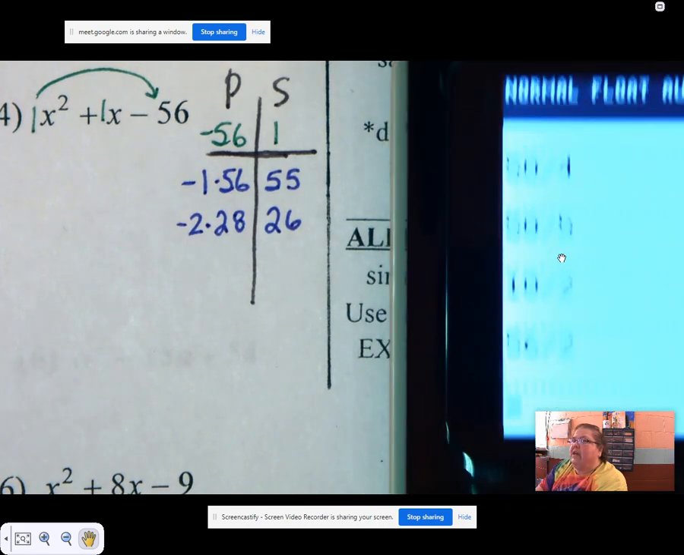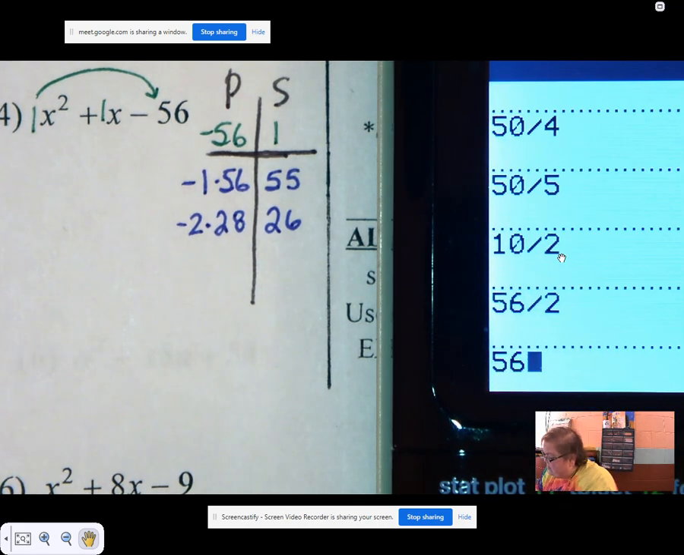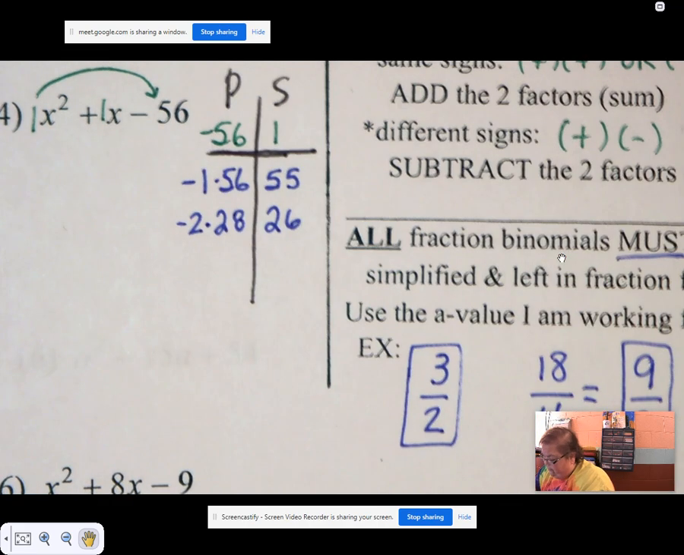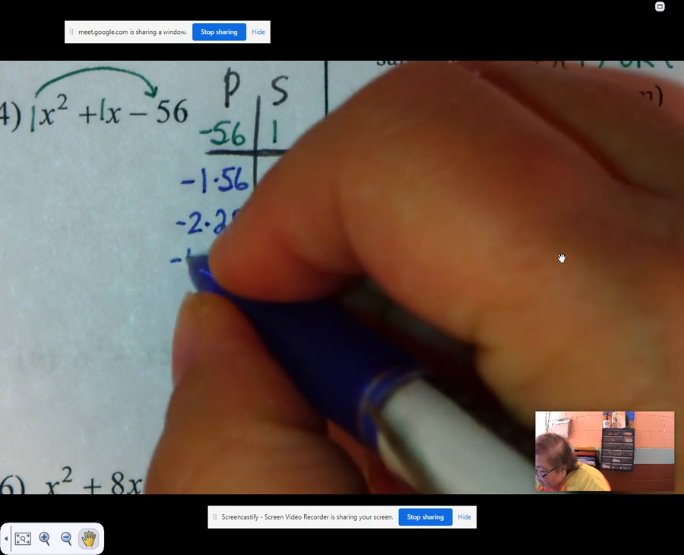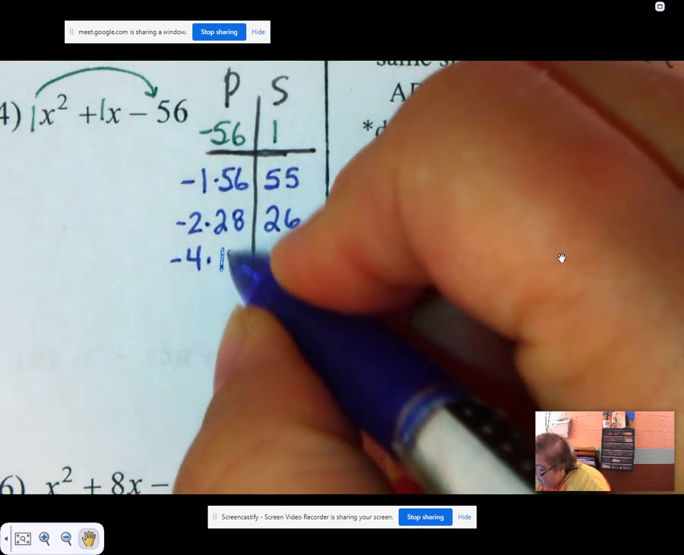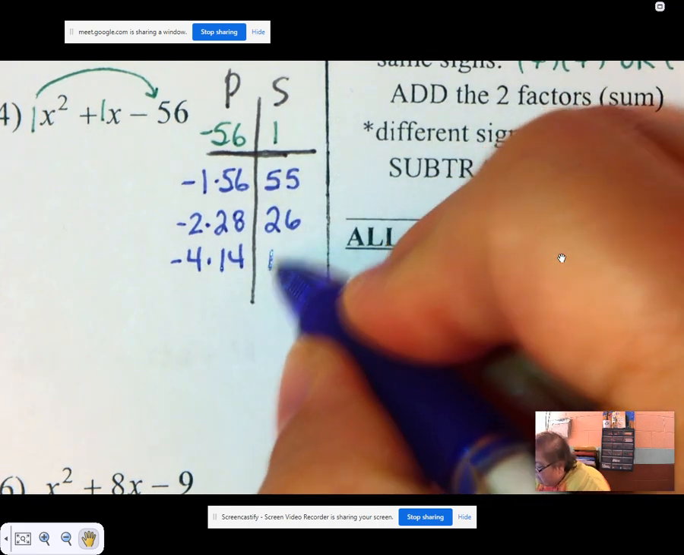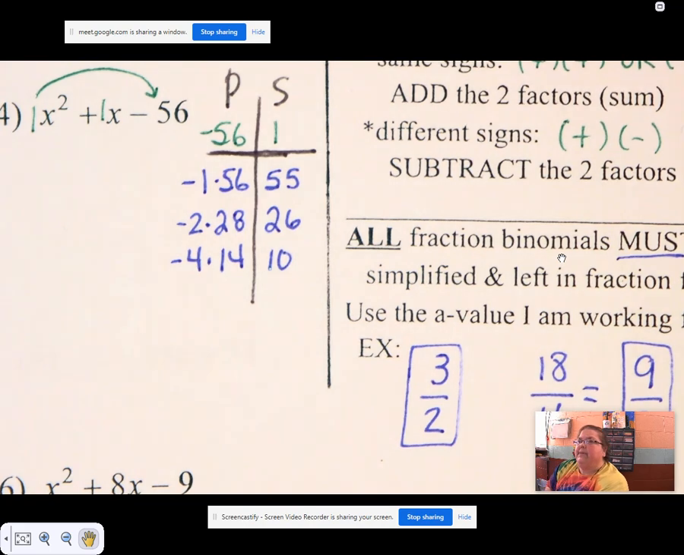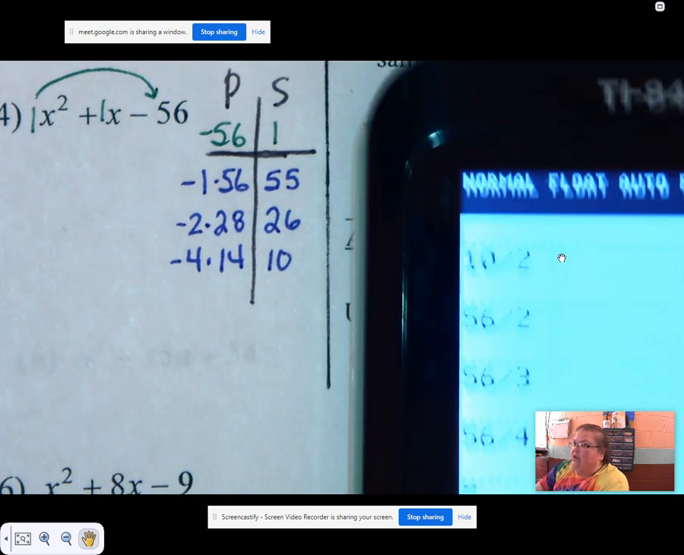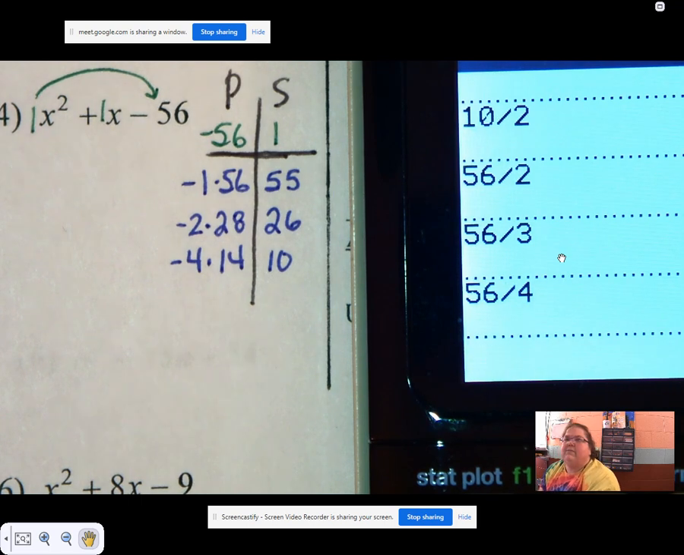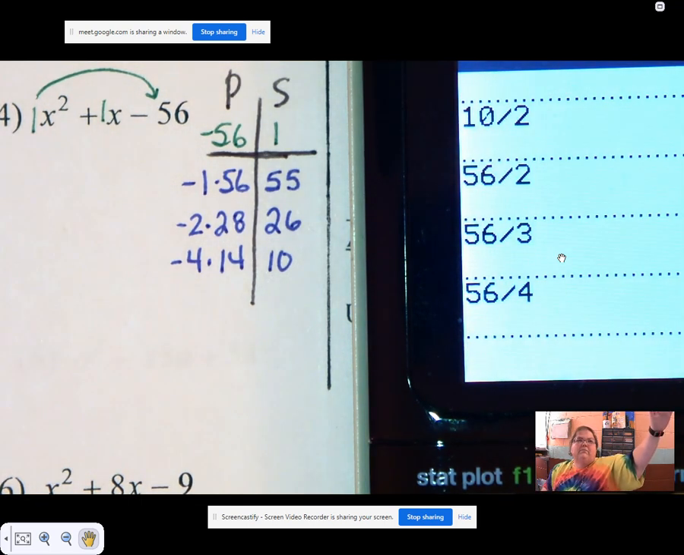Okay, so what number is next? 3. 56 divided by 3 is, oh, that's not going to work, is it? All right, 56 divided by 4. There we go. So 4 times, I got to use a negative 4, times 14. And what is negative 4 plus 14? Are we there yet? Nope. Okay, got to keep going. Here we go. So I used 4. So now we know 5 is not going to work, right? I know that, so we're not going to do that one, but if you don't, you keep going.